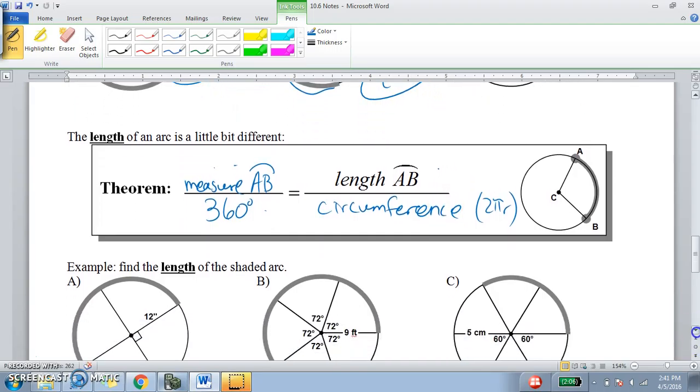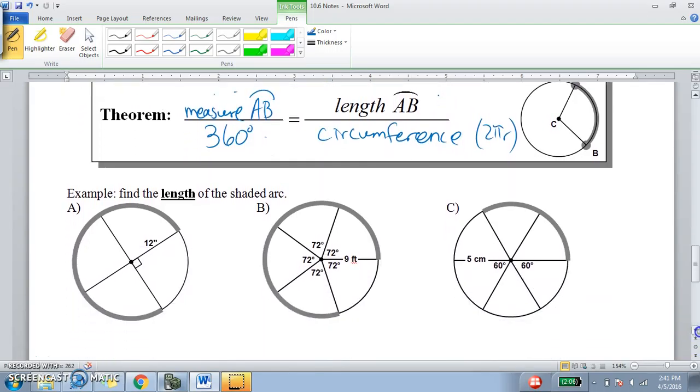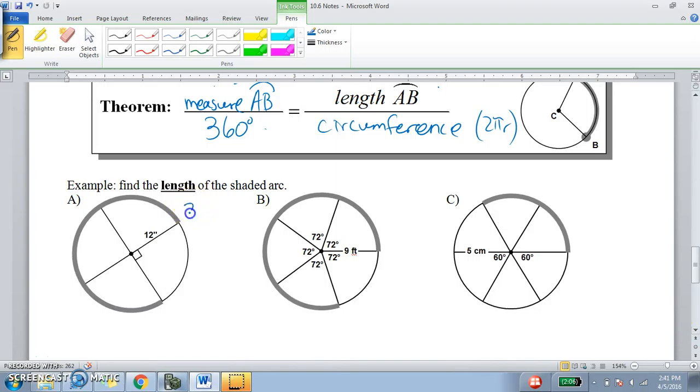All right, so we have the same 3 circles that we just did up above. We know this was 270, this was 288, and this was 120 degrees. Now we want to find the actual length of the arc, so we're going to use this proportion to set it up. This one is going to be 270 over 360 equals x, because we're trying to find the length of the arc, over the circumference. The circumference I find using the radius, so it's going to be 2 times 12 times pi. 2 times 12 is 24, so it's going to be 24 pi.